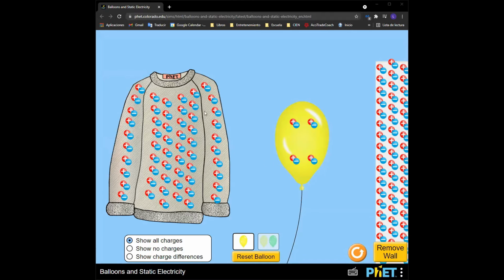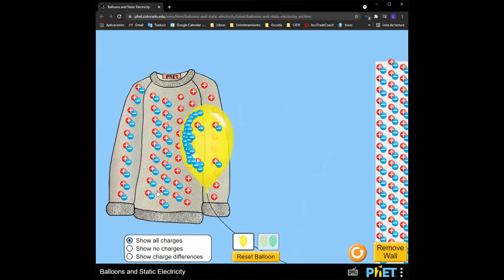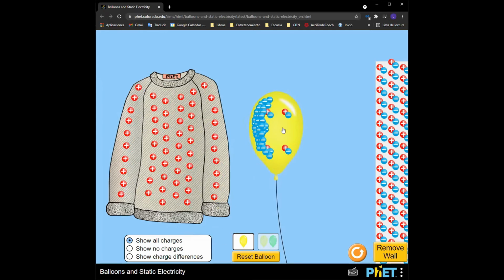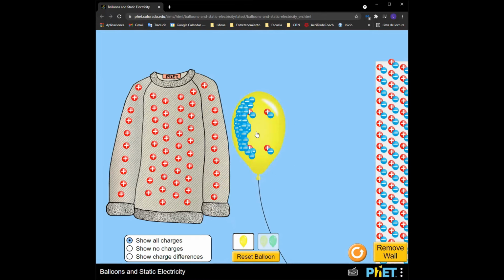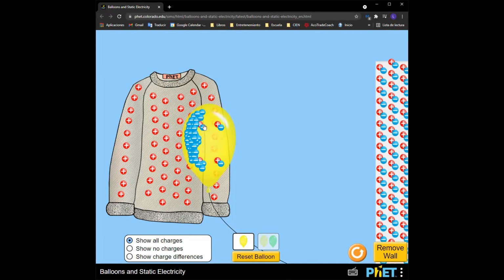First we need this sweater, the balloon, and the wall. We can see that each one of them has its own charges, the protons and the electrons. Now, what happens if we rub the balloon against the sweater? We can see that all the electrons attached to the balloon, which means the sweater gave all its electrons to the balloon. Before, we had balanced objects and charges, but now the sweater is only positive due to its loss of charges.